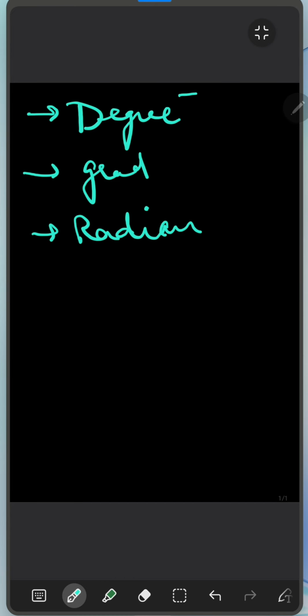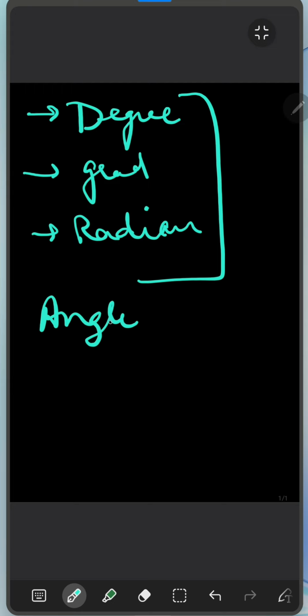So first of all, these three terms are used to measure an angle. This is a measurement of angles. Degree is generally what we use to measure an angle, but we use grad less. Grad is only used in some surveying and engineering applications, but most of the time we use degree as a measurement of angle. So first of all, we will understand what is an angle.